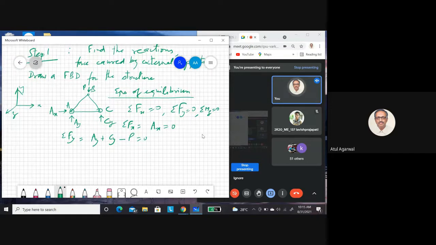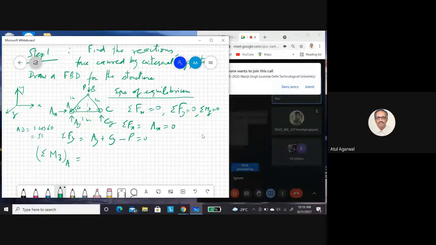Now you have to say Mz is 0. Whenever you find moment of forces, you have to say what the reference point is. So you take the reference point as point A. Now each distance is 1 meter, and this angle is 60 degrees. So what is this distance AD? It is root 3 by 2. We can say it is 1 into cos 60... the root 3 by 2.